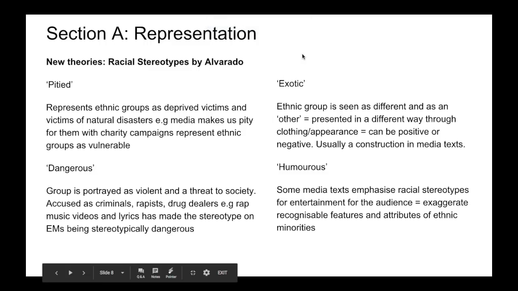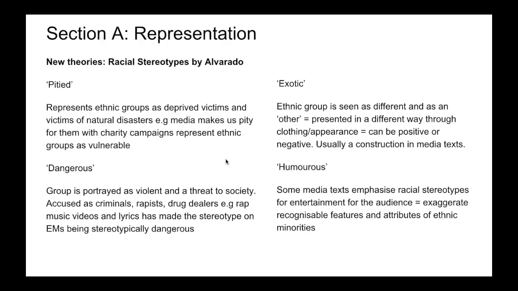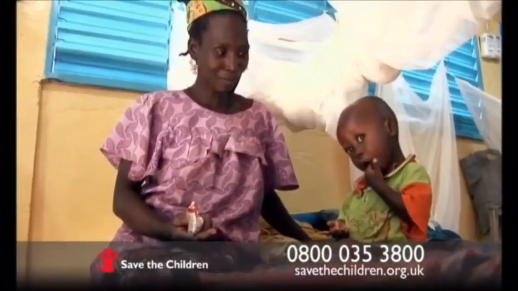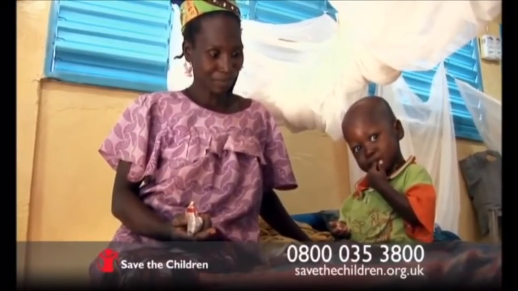This is racial stereotypes by Alvarado. So we have the pitied, exotic, dangerous, and humorous. Ethnic groups are represented as deprived victims and victims of natural disasters.